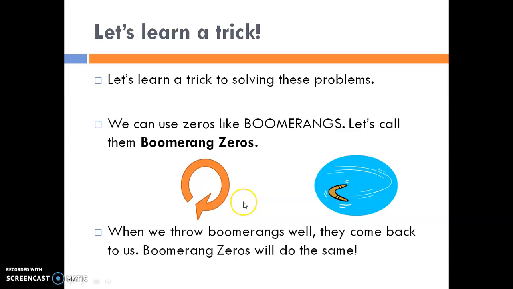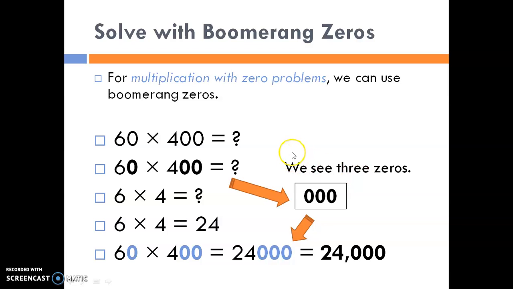Here's the trick. We can use something that I will call boomerang zeros. So a boomerang, you might already know, is something that you throw out and it will fly right back to you if you throw it well. So the boomerang zeros will do the same. It will fly out and boomerang back. Let's see how the steps work.